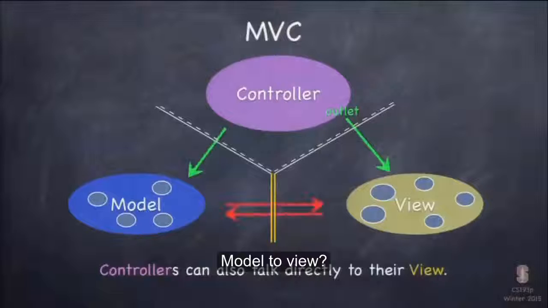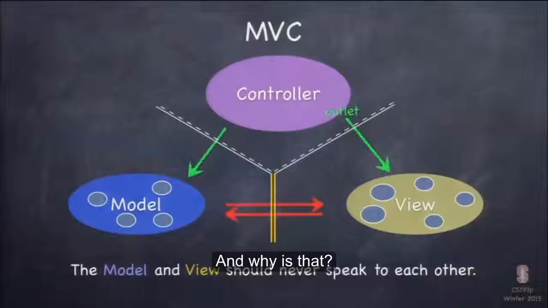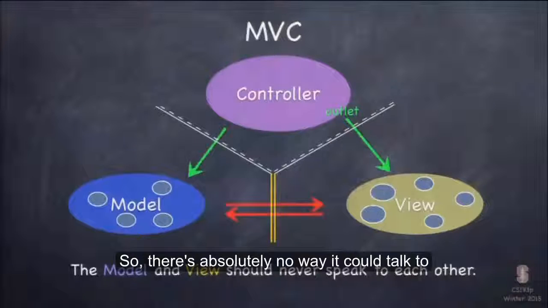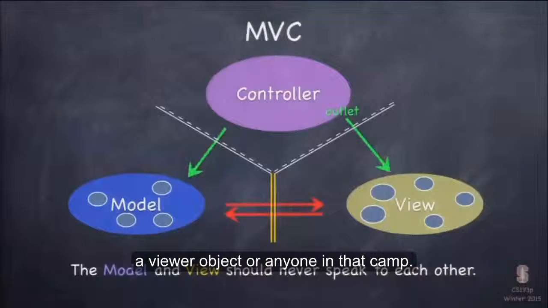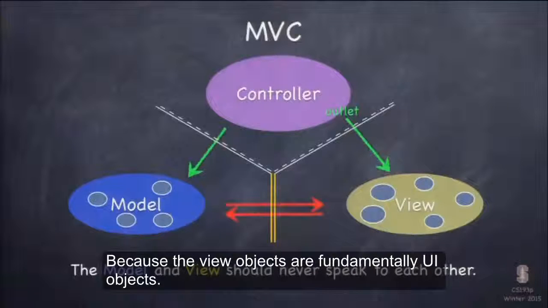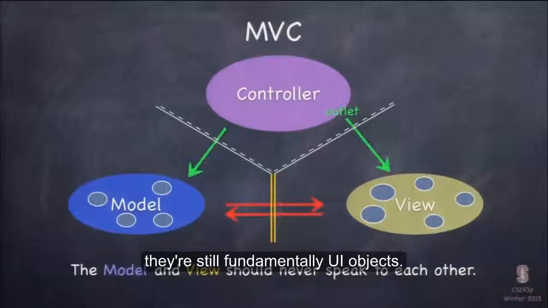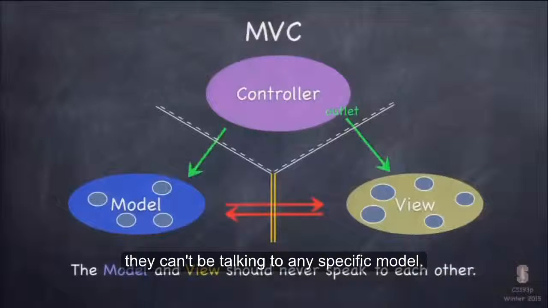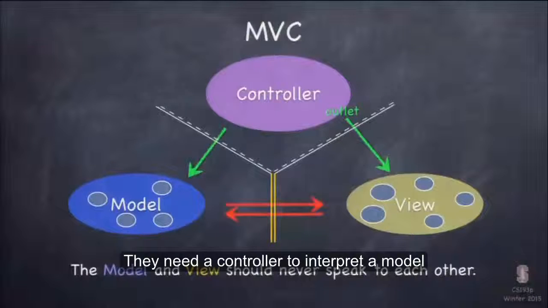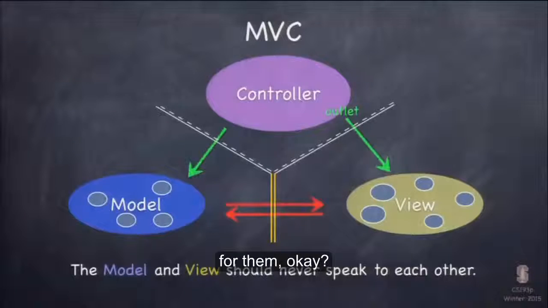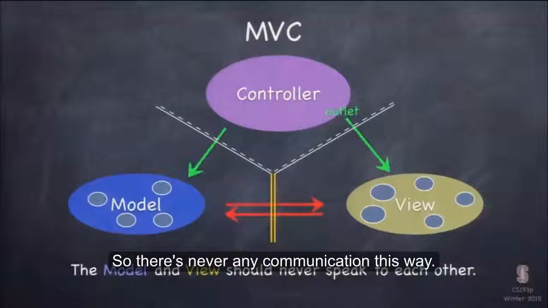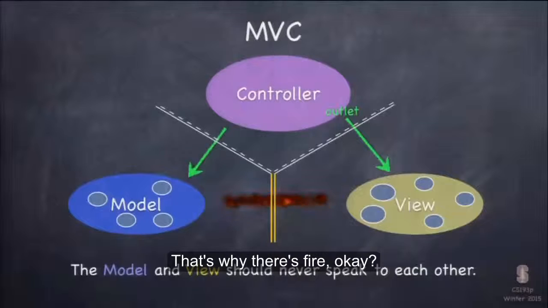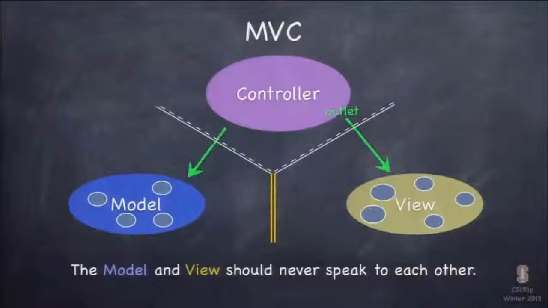What about this communication, model to view? Never. And why is that? It's 100% obvious. The model is completely UI independent, so there's absolutely no way it could talk to a view object or anyone in that camp, because the view objects are fundamentally UI objects. They're kind of generic, but they're still fundamentally UI objects. Similarly, since the view objects are generic, they can't be talking to any specific model. They need a controller to interpret a model for them. So there's never any communication this way. That's why it's a double yellow line, that's why these lines are red, that's why there's fire. Never go across that line, ever.